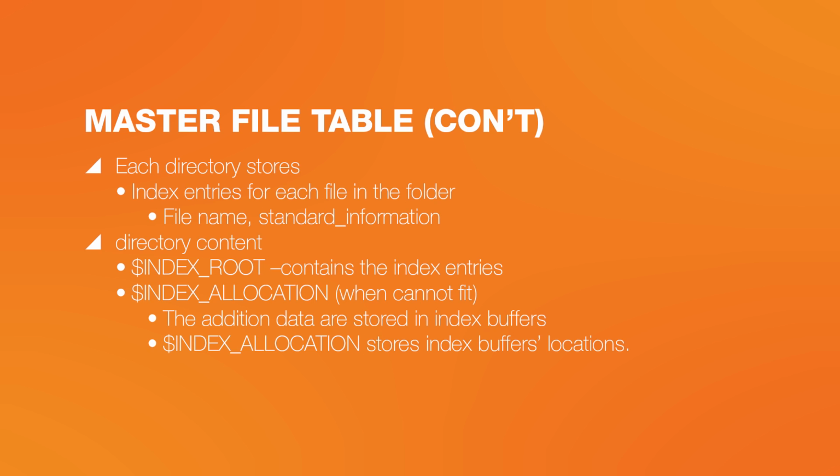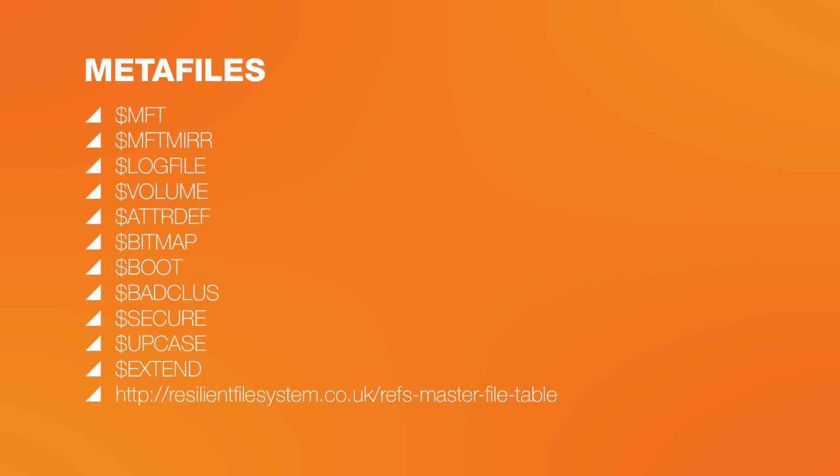When a folder contains index entries that cannot fit in one MFT record, the additional index entries are stored in index buffers. The $index allocation attribute stores the location information of these index buffers. The first 16 files in the MFT are the system files. The first file is $MFT itself.